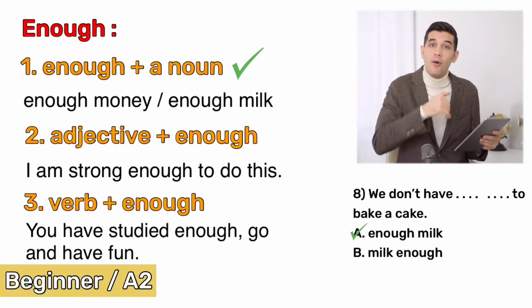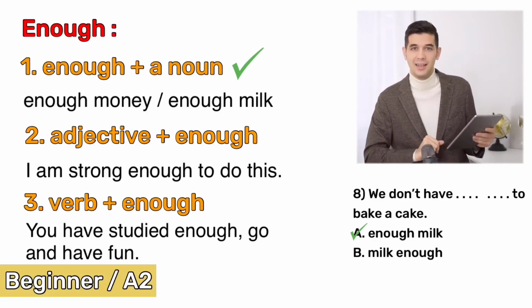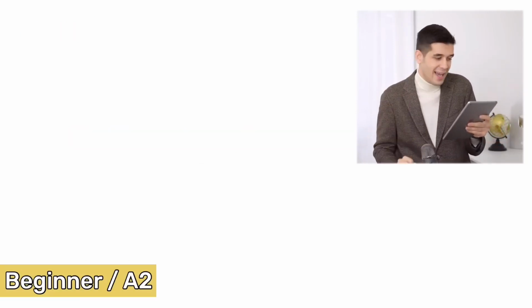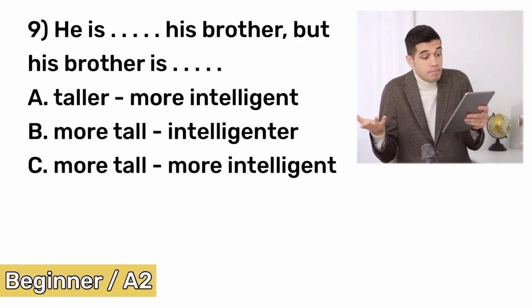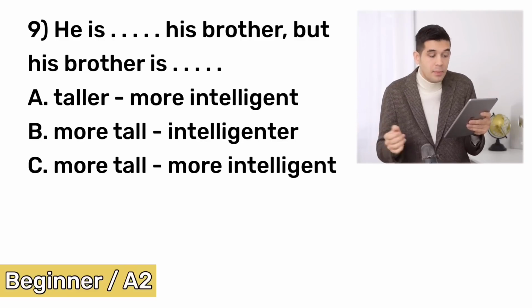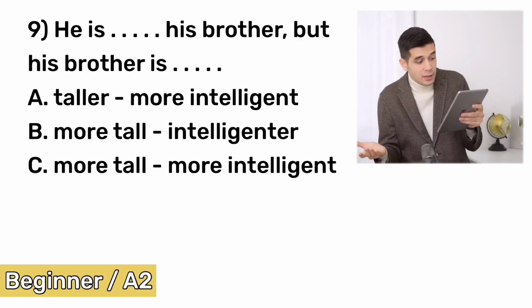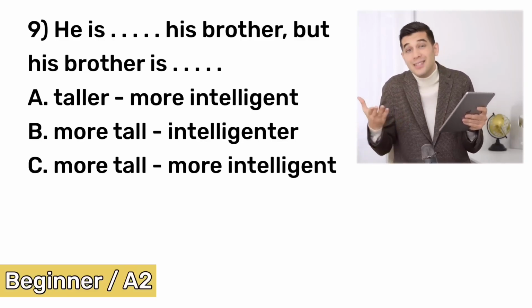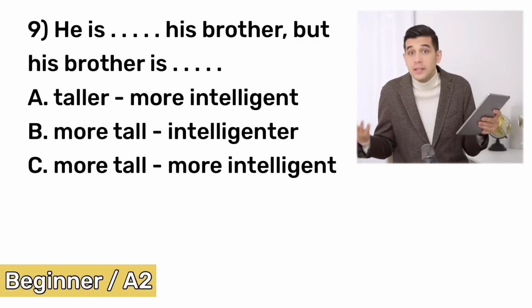So in the case of this question, we have the word milk, which is a noun. So enough goes before the noun. Enough milk. Let's move on to question 9. He is his brother. But his brother is taller, more intelligent, more tall, intelligenter, more tall, more intelligent.